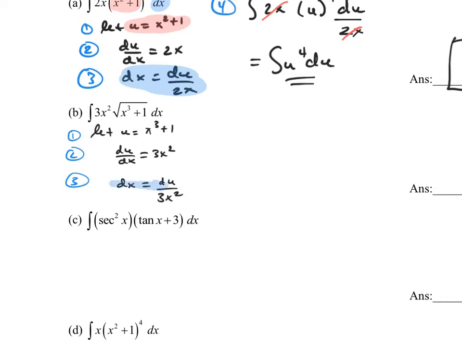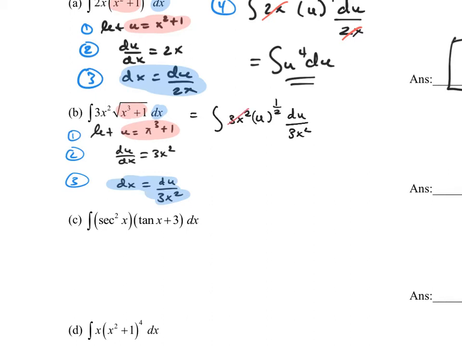Step 4 is we need to substitute that back in. Instead of dx, we're going to write du over 3x squared. And instead of x cubed plus 1, we're going to write u. So let's rewrite this integral. This will be the integral of, well, the 3x squared stays the same. Instead of the square root of x cubed plus 1, I'm just going to write it as u, but I'm going to raise it as u to the 1/2 because that's how we would integrate it using the power rule, right? And then instead of dx, I'm going to have du over 3x squared.